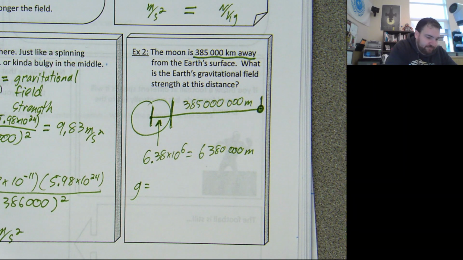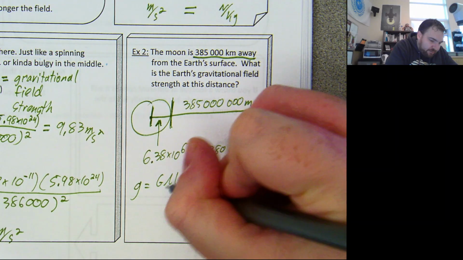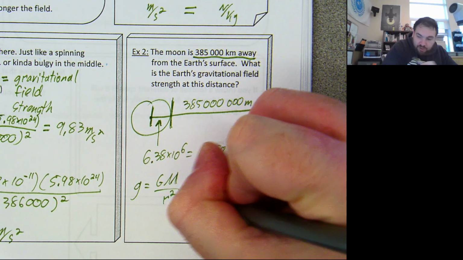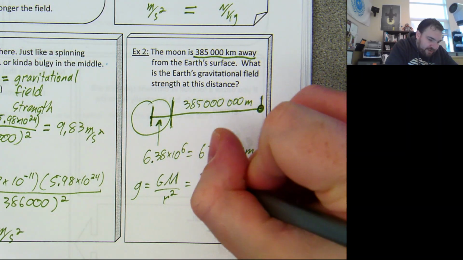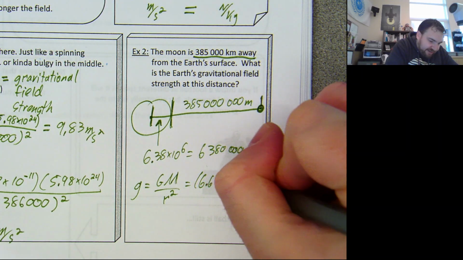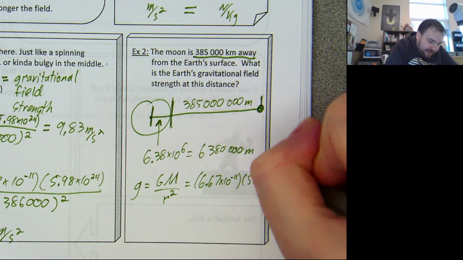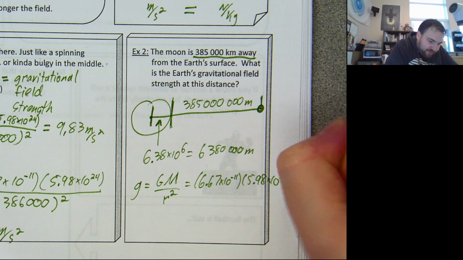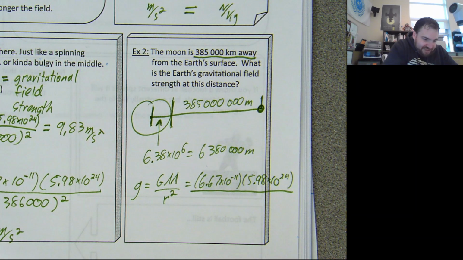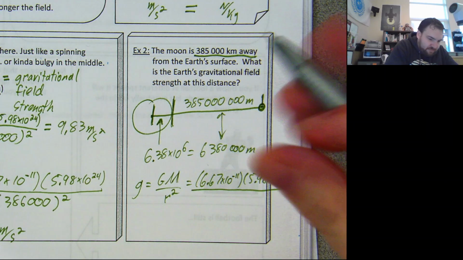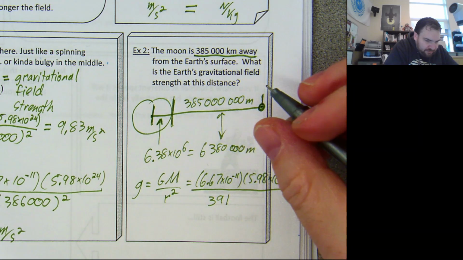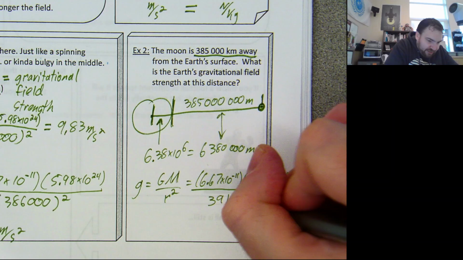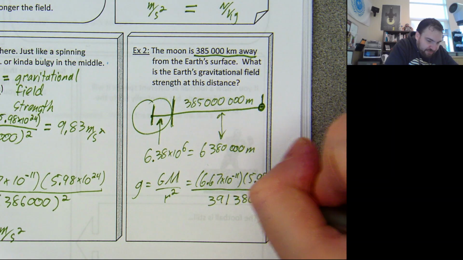To find the gravitational field strength out here where the moon is, we're going to use little g equals GM over r squared. It's going to be 6.67 times 10 to the negative 11 times 5.98 times 10 to the 24 divided by the sum of these two. So that's going to be 391,380,000.